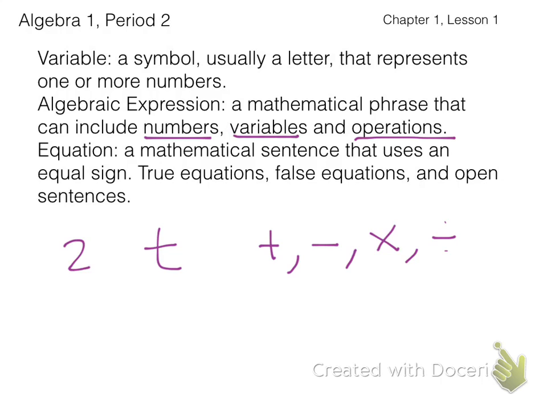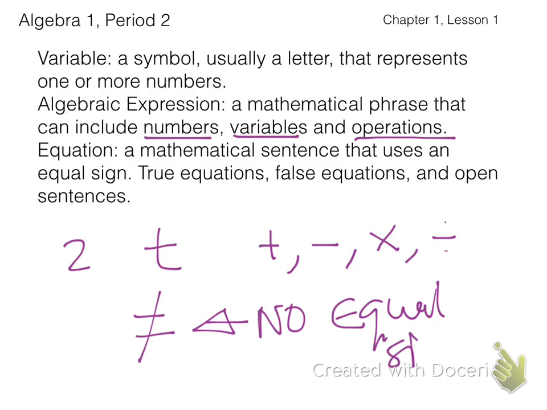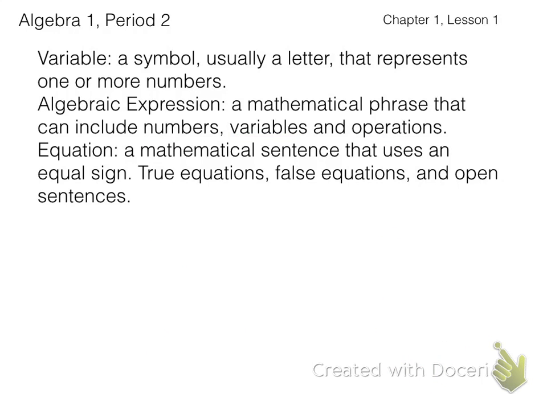Now expressions do not have equal signs. No equal signs, okay? Don't make me say it again. Equations, or excuse me, expressions, no equal sign. So don't go there with the expressions, all right? An equation, on the other hand, does have an equal sign. So we can have an equation, and an equation can have numbers, variables, and operations in it as well, but it does have to have an equal sign, and that's what differentiates an equation from an expression.